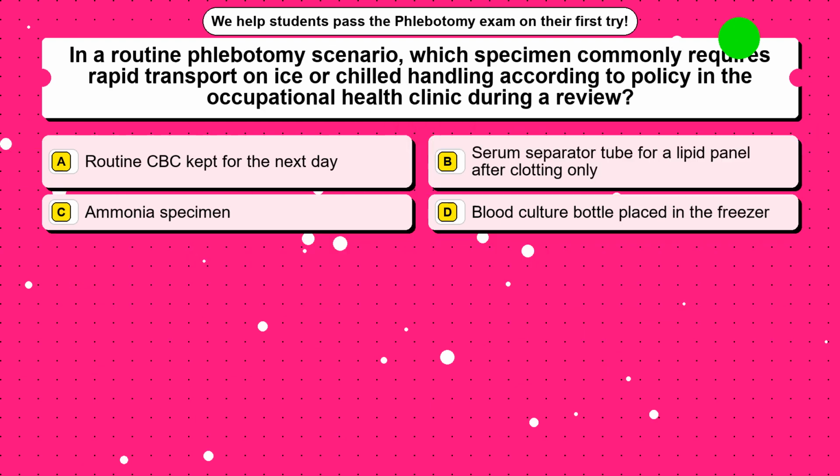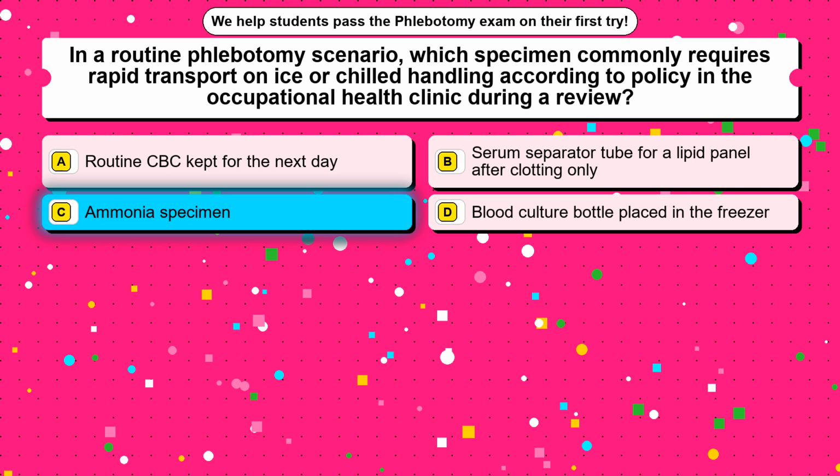Question 62. In a routine phlebotomy scenario, which specimen commonly requires rapid transport on ice or chilled handling according to policy in the occupational health clinic during a review? Option A. routine CBC kept for the next day. Option B. serum separator tube for a lipid panel after clotting only. Option C. ammonia specimen. Option D. blood culture bottle placed in the freezer. The correct answer is option C.